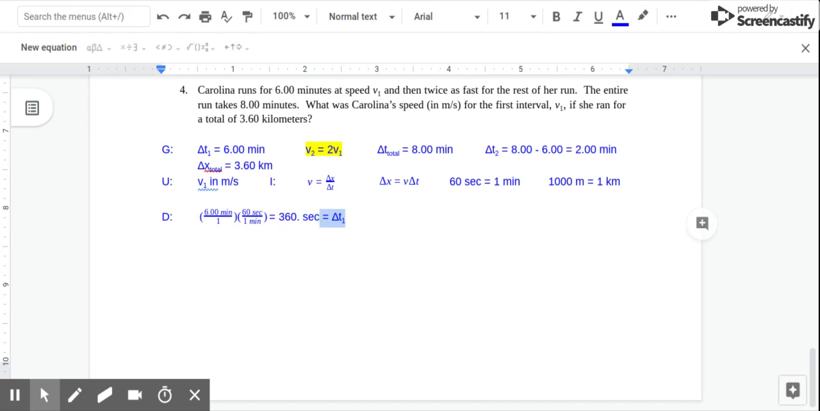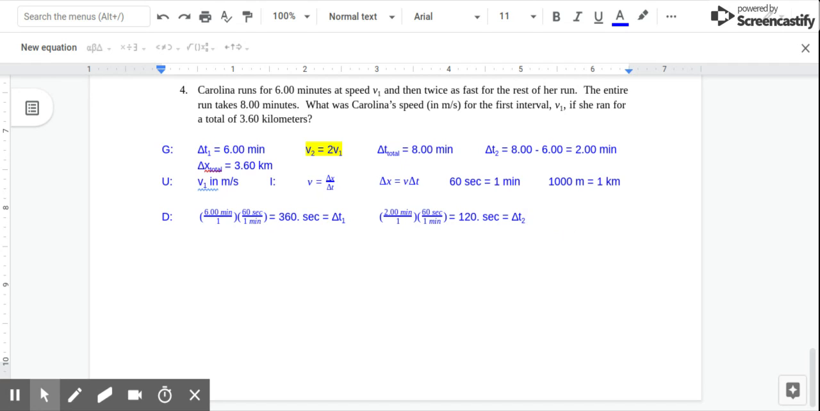All right, to do change in T2, we just got to change the numbers. So change in T2 is 2 minutes. So I'm going to start with 2.00 times 60. 2 times 60 is 120. And that is going to be change in T2. So we're all set with that.